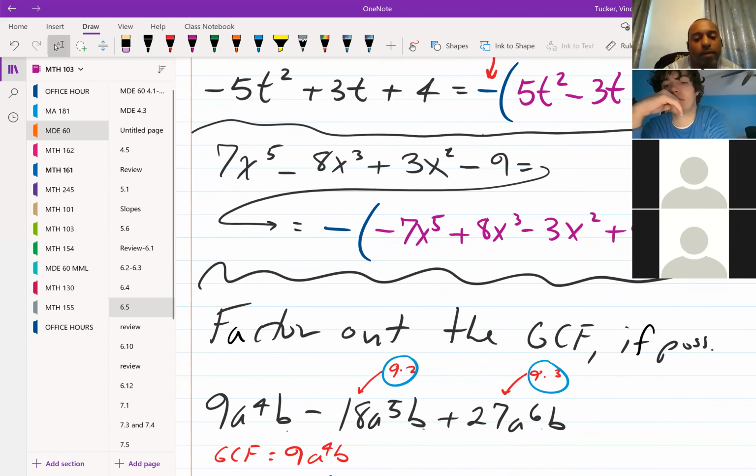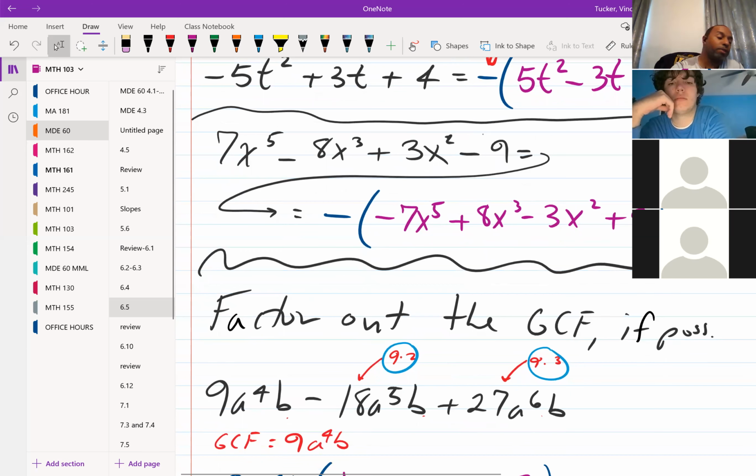All right, so here we have 9a to the 4th b minus 18a to the 5th b plus 27a to the 6th b. First term is 9. Second term, when you look at it in terms of 9, is 9 times 2. Third term is 9 times 3. So we know we have 9 in common with all 3 terms.